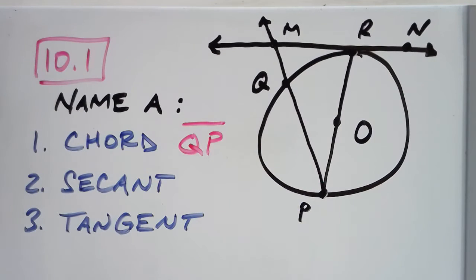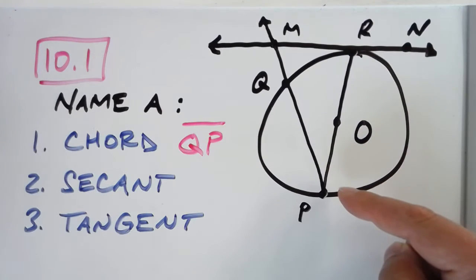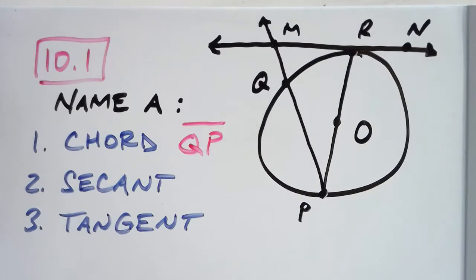Now, the other chord here that you could have used would have been RP or PR. This is also a chord. It is a segment with both endpoints on the circle itself. This is also the identification of a diameter. A diameter is a specific type of chord. So in either case, you will typically have options for some of these objects. In either case, just make sure you identify based on the term definition.